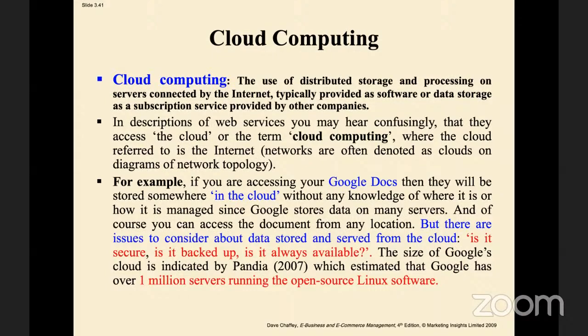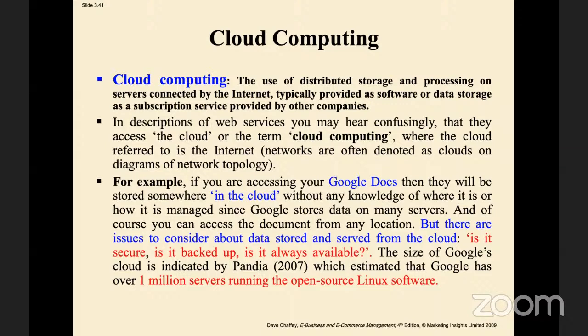And of course you can access the document from any location. Here is a good thing: although you don't know how and where your files are being stored, you can access your files anytime from any location. But there are issues with this facility. There are definitely some issues to consider about data stored and served from the cloud.